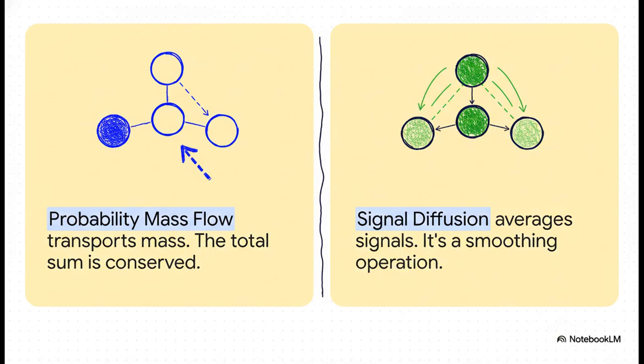Now, we need to make a really important distinction here. This is signal diffusion, which is all about local averaging. Think of it like this. With signal diffusion, if all your neighbors are at a temperature of 50 degrees, your temperature is going to become 50 degrees too. This is completely different from something like probability mass flow, where if your neighbors give you 10 units of stuff, you now have 10 more, and they have 10 less. GNNs work by smoothing through averaging, not by moving mass around.